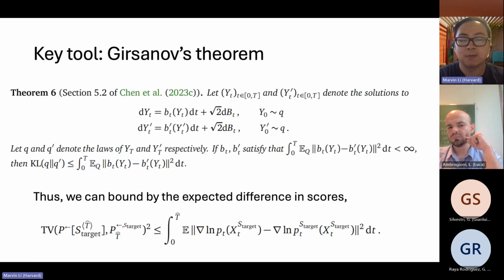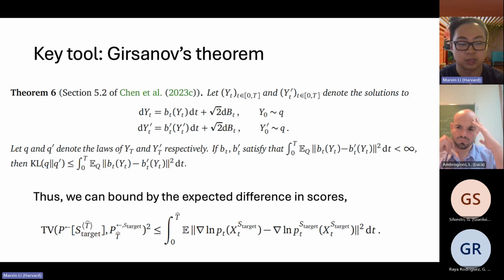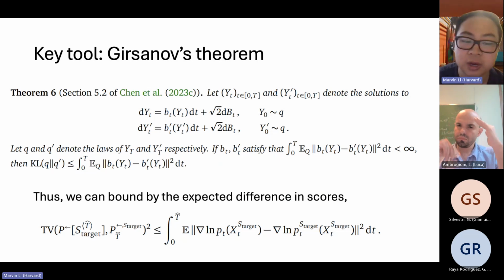Notice that the only thing we care about is the score difference, and this has been studied previously. Chen et al., 2023, in the paper Sampling is Easy as Learning the Score, basically show that you can bound the KL between two distributions in terms of the integral over the expectation of the L2 difference. They initially used this to show that if you're able to minimize the score difference L2 well enough and learn the real score, then you've learned the real distribution.